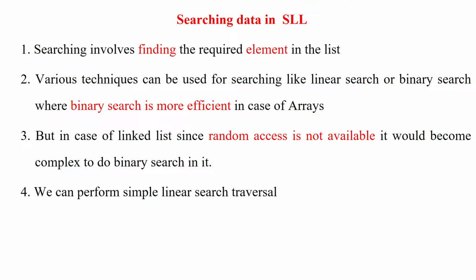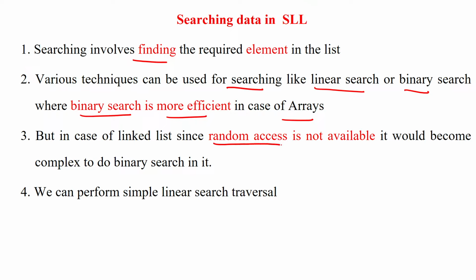How to search the data in a linear linked list. Here in the singly linear linked list, we can find a value in the given set of nodes in the list. Various techniques can be used for searching, like linear search or binary search, where binary search is more efficient in case of arrays. But in case of a singly linked list, linear search is the suitable approach, right?